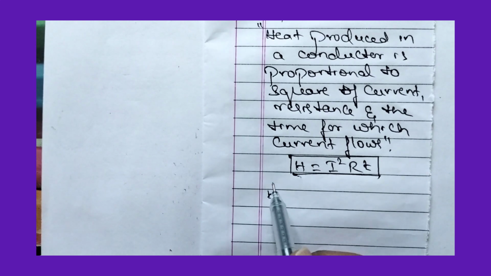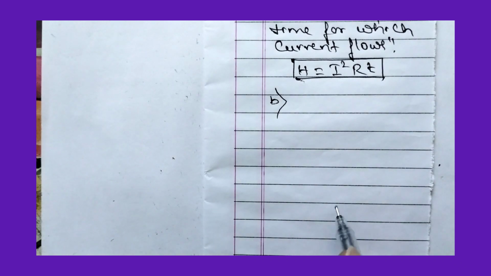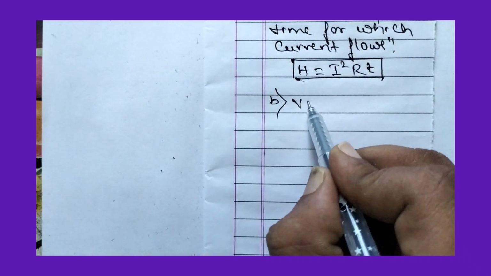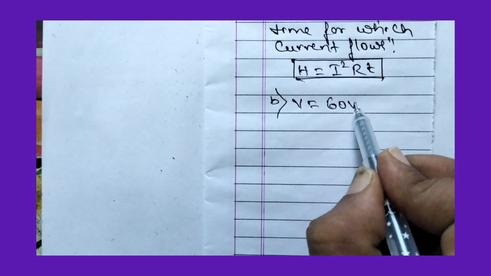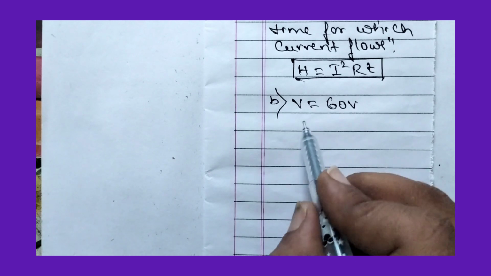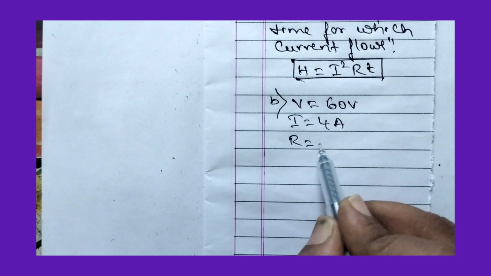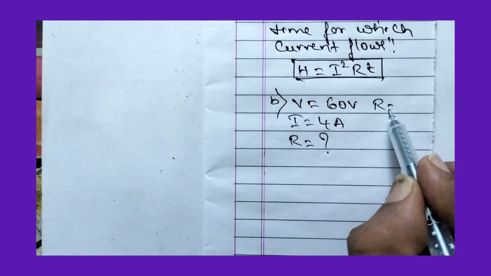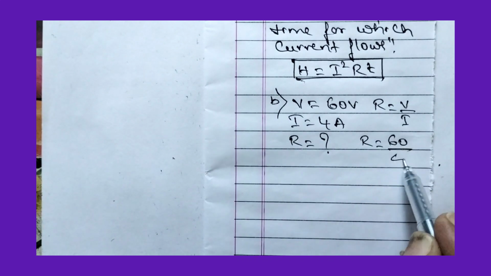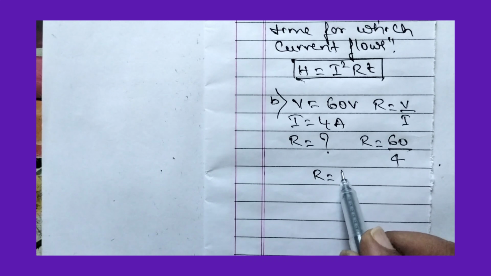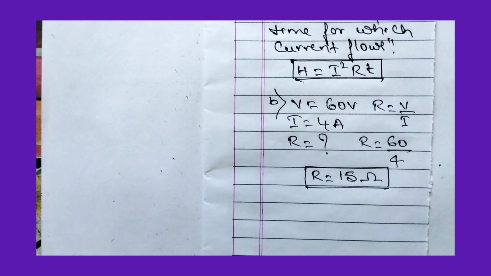Now in that one only one more question is there, that is B. We have to solve the numerical. The voltage given for the electric heater is 60 volts and it draws a current of I is equal to 4 ampere. First you calculate the resistance. According to Ohm's law, R is equal to V by I. R is equal to 60 divided by 4. So R is equal to 15. Resistance is equal to 15 ohm.